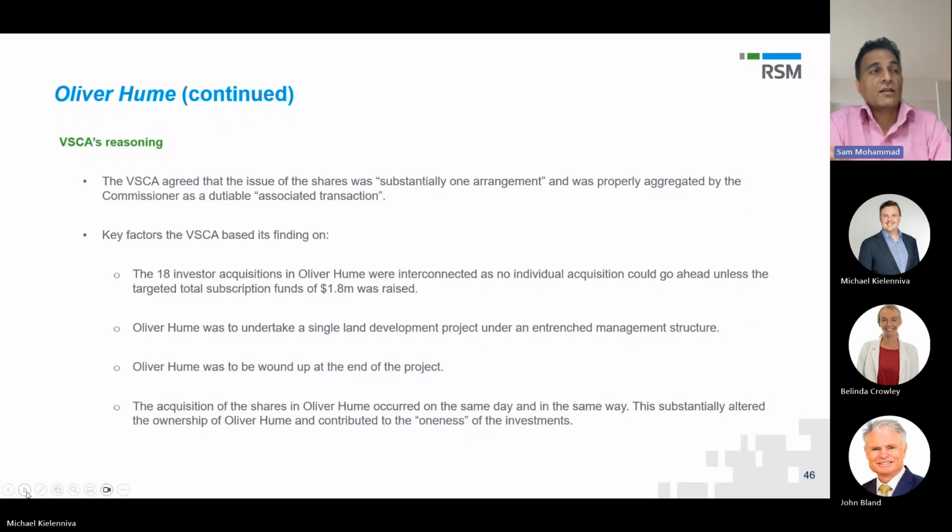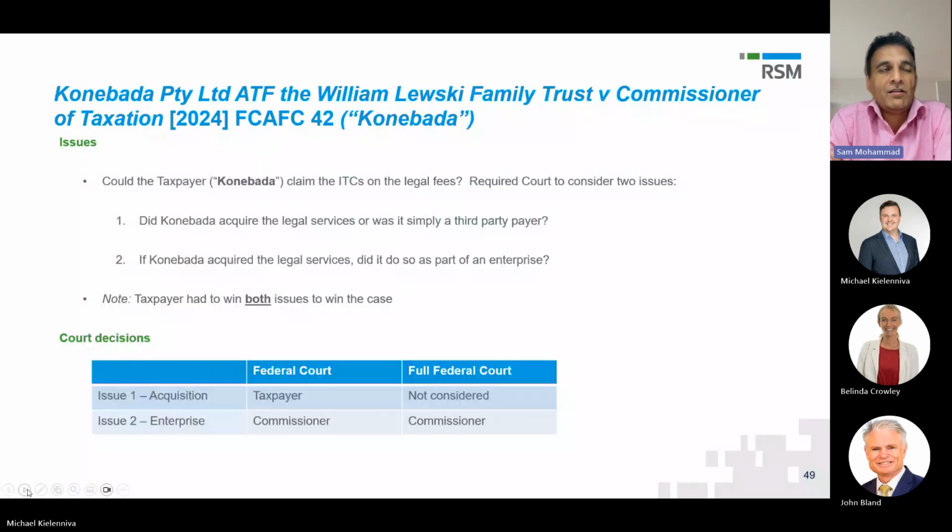The next case is a GST case. So it's Conibata as trustee for the William Lewski Family Trust against the Commissioner. The case itself has a lot of unique facts, and we won't necessarily go through all of the unique elements of it, but there are some general concepts that have been considered and reinforced in this case that I think apply more broadly to a much wider range of clients and taxpayers.